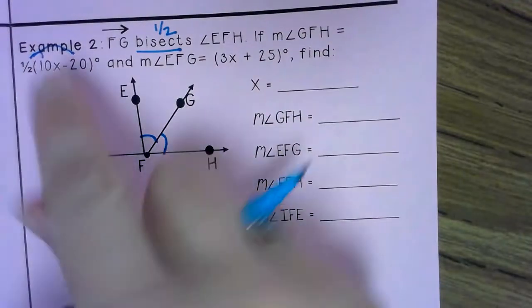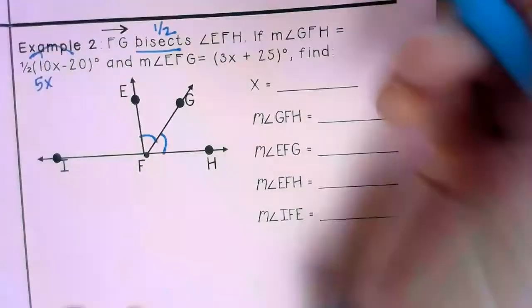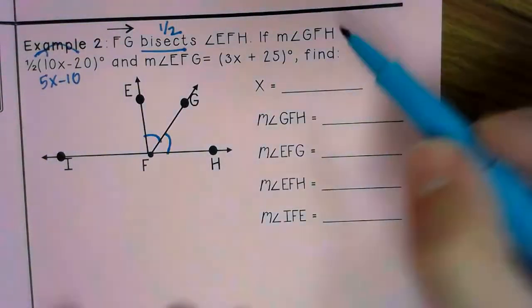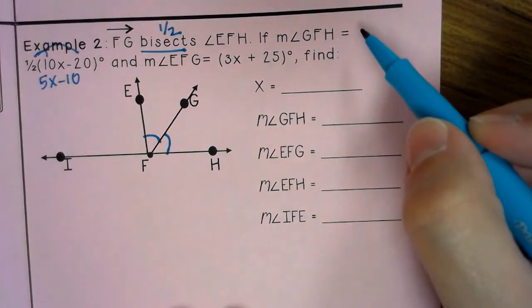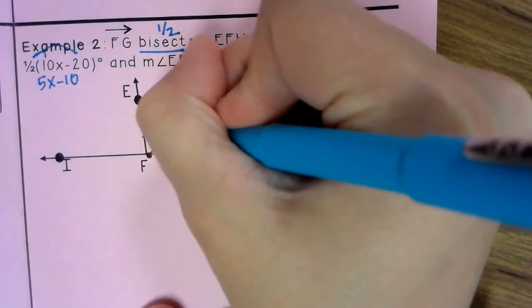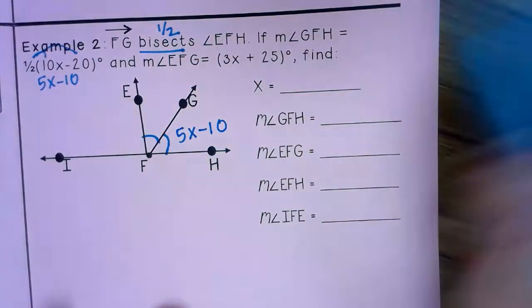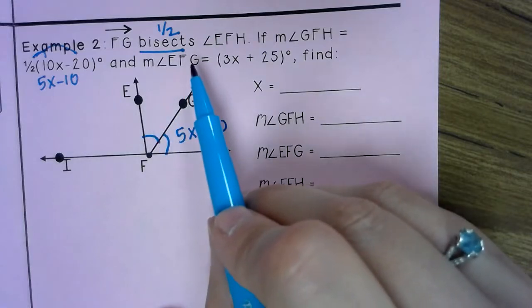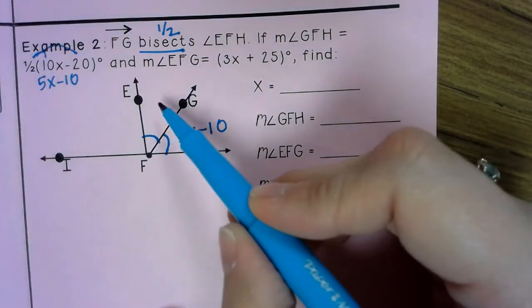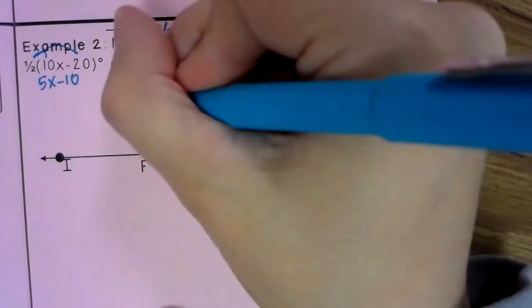I'm going to go ahead and distribute that. Half times 10x is 5x. Half times negative 20 is negative 10. And that's the measure of angle GFH. So angle GFH is 5x minus 10. And the measure of angle EFG, so that's this angle, EFG, this one, is 3x plus 25.